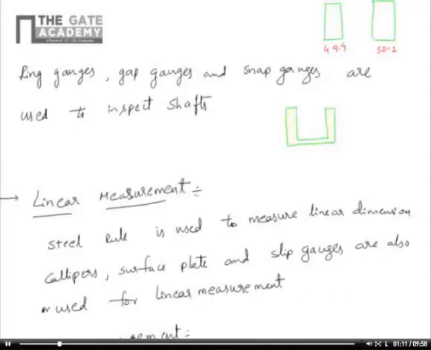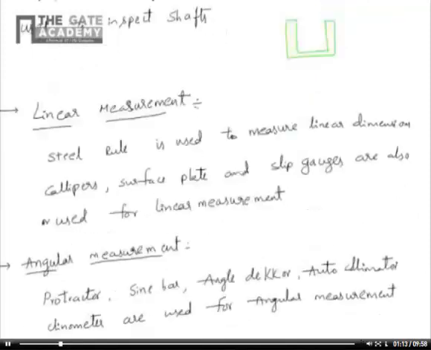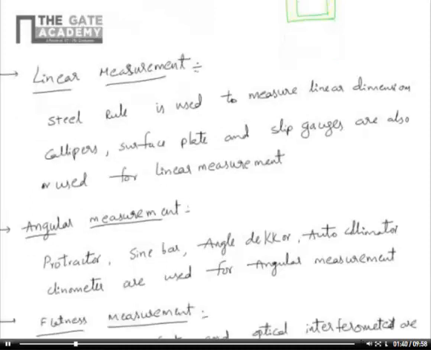Linear measurement, next one. For linear measurement, we use the steel rule, generally called a scale, which in technical terms we call a steel rule. It is used to measure the length, width or height of the component. Even calipers, vernier calipers and screw gauge are used for linear measurement. Surface plate and slip gauges are also used for linear measurement.